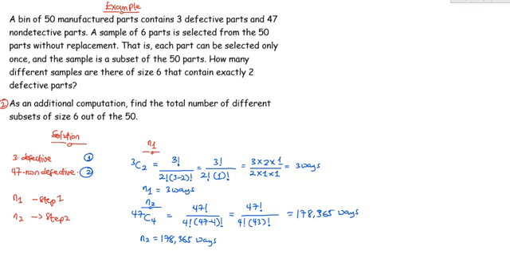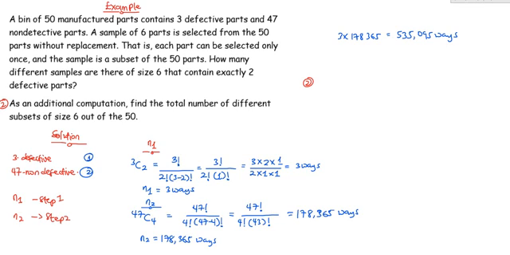So let's look at that. We are going to have 3 times 178,365, which gives us a value of 535,095. So we have 535,095 different ways to select a sample of size 6 that contains exactly 2 defective parts.